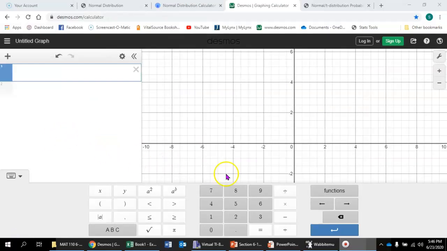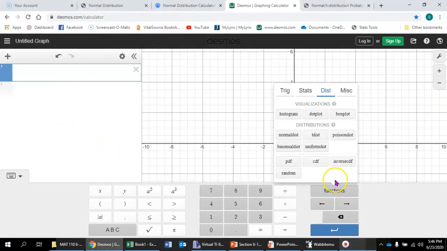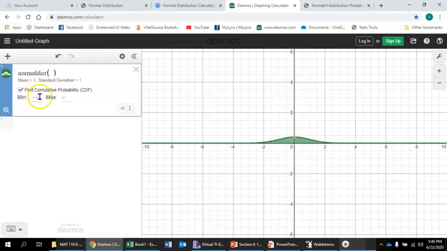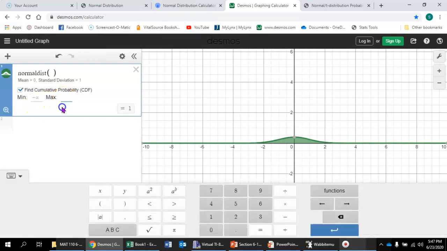Here's how we would do that on Desmos. Select Functions, Normal Dist, find Cumulative Probability. This time we leave the minimum blank. You notice there's a little faint negative infinity symbol there, so we'll just leave that there. And then for the maximum, we'll put our upper limit, which was 0.67. And it shows up as 0.74857, about 0.7486.